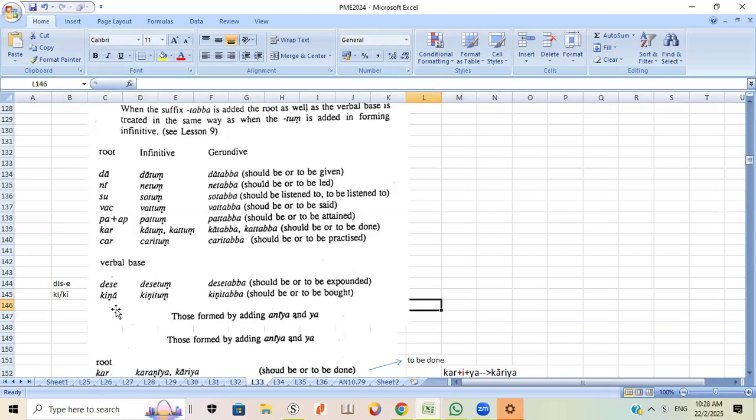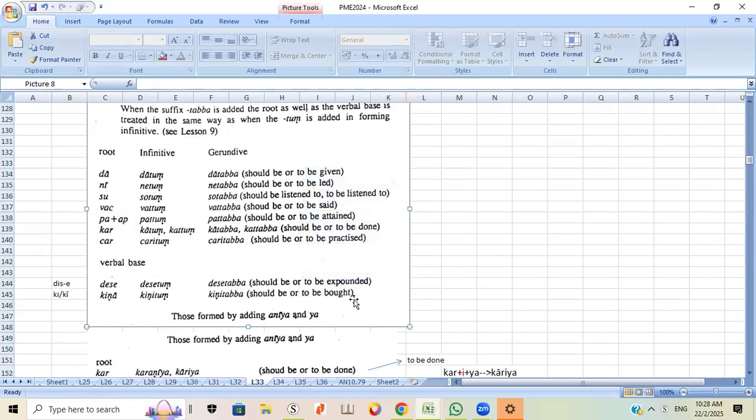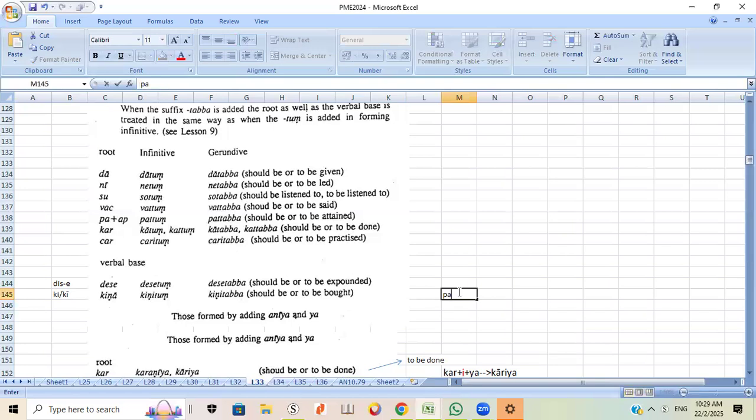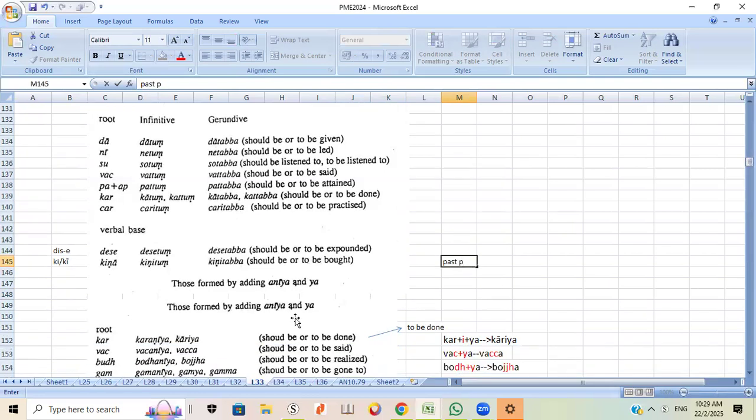And then this is by. By, that means should be bought or to be bought, because this is what we call participle. Past participle. This is past participle. We are not talking about present tense, past tense, because past participle and past tense sometimes they are the same. So the next one is talking about when you use aniya and when you use ya.